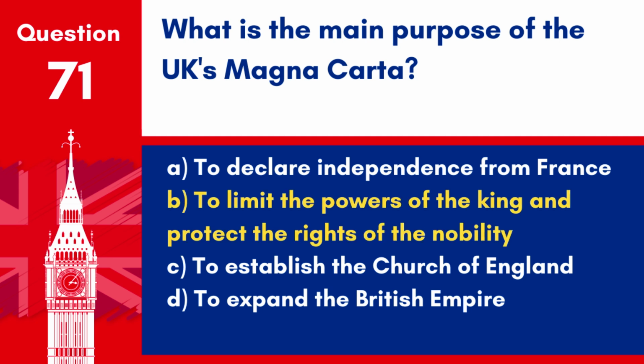Answer: B. To limit the powers of the king and protect the rights of the nobility. The Magna Carta, signed in 1215, was a document that limited the powers of the English king and is considered a foundational text in the development of modern democracy.